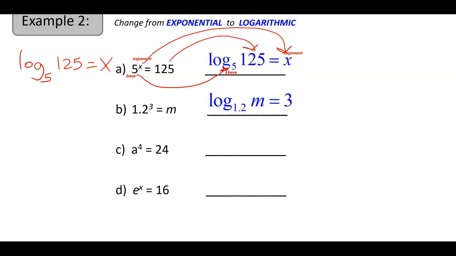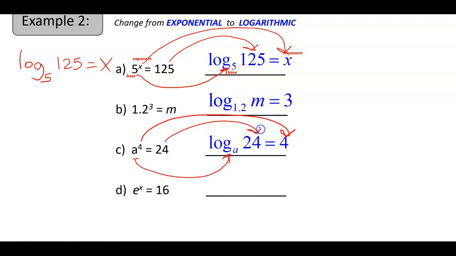All right, so who can tell me the next one? Log base what, student? Log base what? Log base 4 is wrong. Yes, log base A equals, log base A what? No. Log base A of 24 equals 4. Look, the exponent is always the answer on the right. The base is always the little base right here. And this goes to the middle.